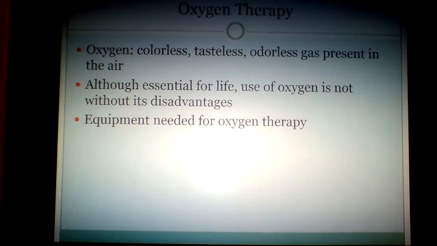Another thing I want you to know is that oxygen is also very drying to the mucous membrane. So if at all possible, we should try to humidify it so that they can feel better. When we are thinking about getting our patient on oxygen, we need to think about what equipment we'll need. We'll need an oxygen tank, a flow meter, humidifier, tubing, and the appropriate mask appliance for the supplement of oxygen.